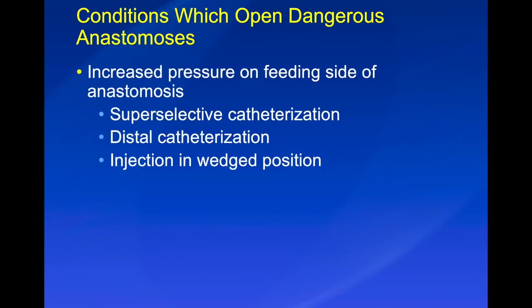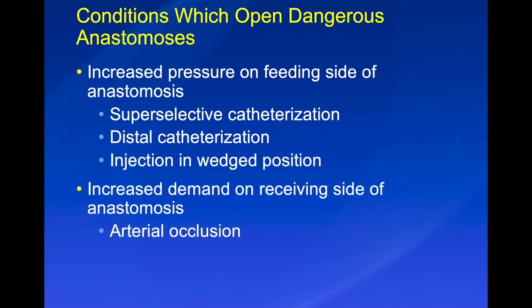Number one, it's when there's increased pressure on the feeding side of the anastomosis. So supraselective catheterization or distal catheterization or injection in a wedged position can allow for the opening up of these so-called dangerous anastomoses. You have too much pressure, and these connections that were always there in the first place open up.